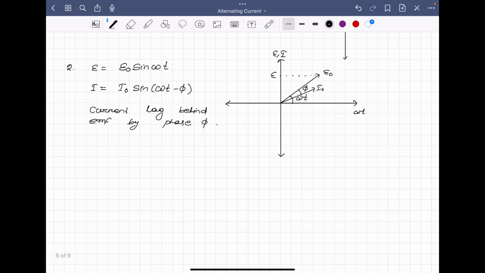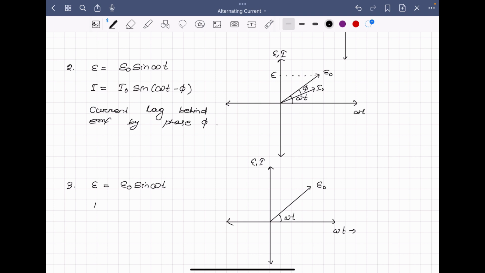Then let us take the third condition. In the third condition, we have E equal to E naught sin omega t. Along the x-axis we have omega t, and along the y-axis we have both E and I. As in the previous case, we draw E naught sin omega t like this. This is our E naught, and this is our angle omega t.